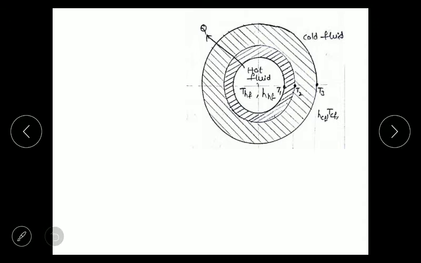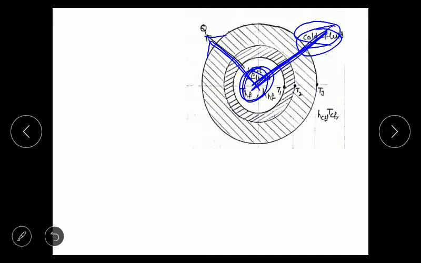Now, let us start the derivation. Before that, the heat starts flowing radially outwards. The reason is that the hot fluid is present inside and cold fluid flows outside. Due to this temperature difference, there will be a temperature gradient, due to which heat always flows from the high temperature region to the low temperature region, from a high temperature body to a low temperature body. So the heat transfer takes place from hot fluid to cold fluid.